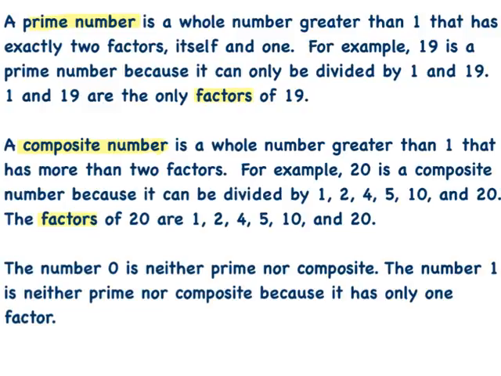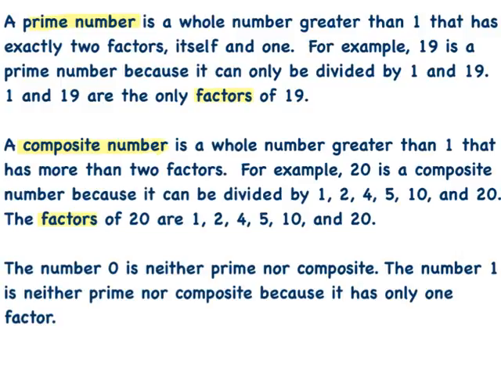A composite number is a whole number greater than 1 that has more than 2 factors. For example, 20 is a composite number because it can be divided by 1, 2, 4, 5, 10, and 20. So the factors of 20 are 1, 2, 4, 5, 10, and 20. So because it has more than 2 factors, the number 20 is composite.